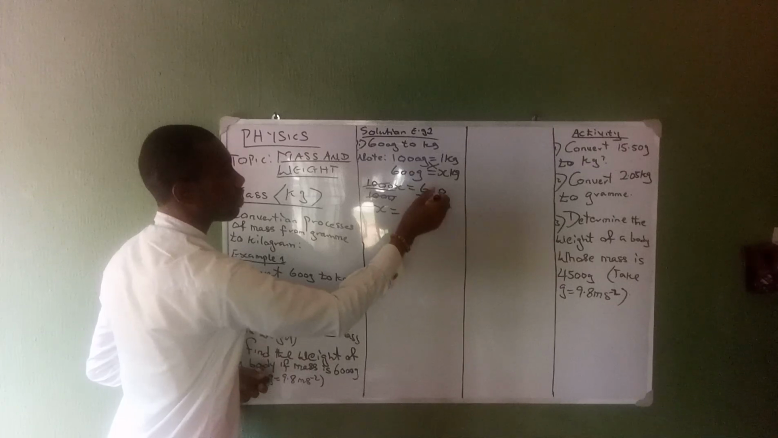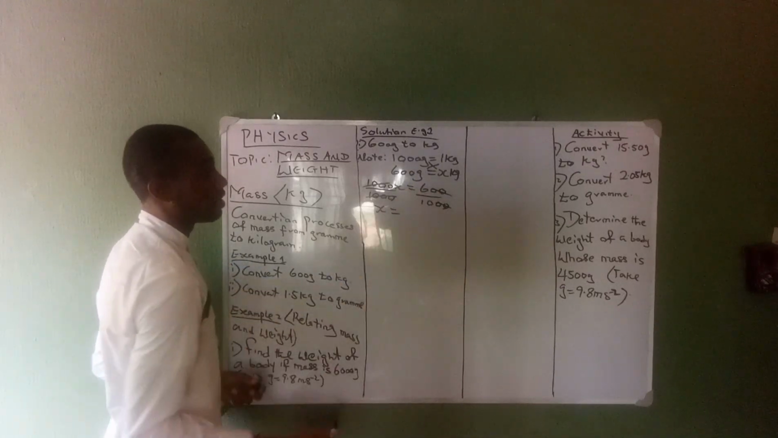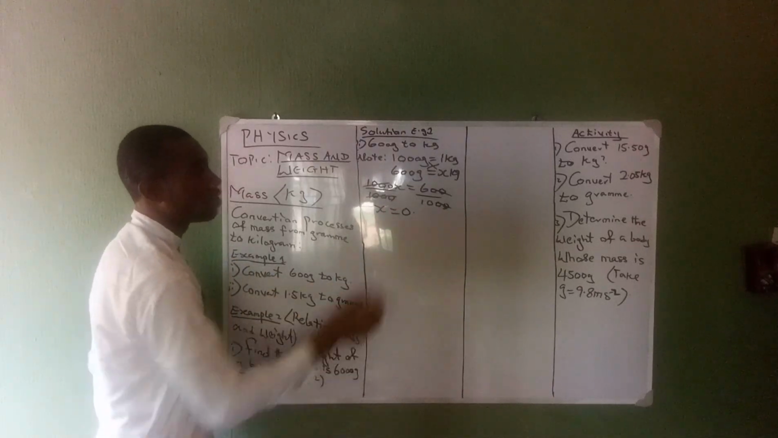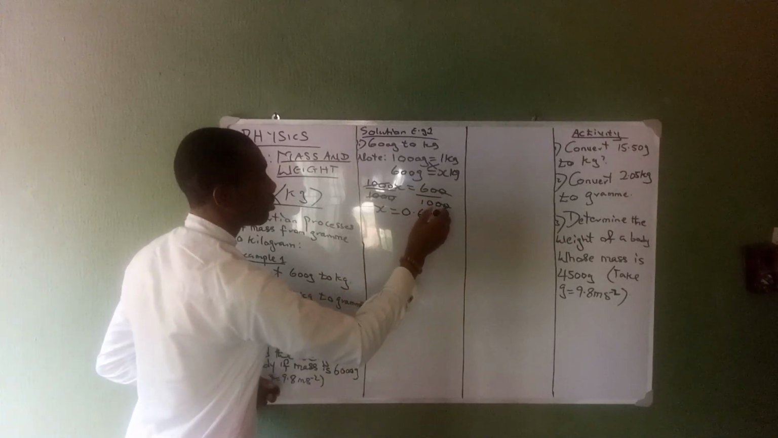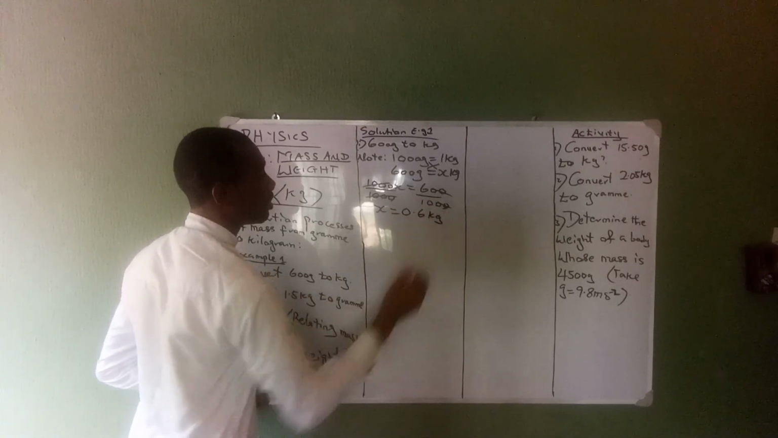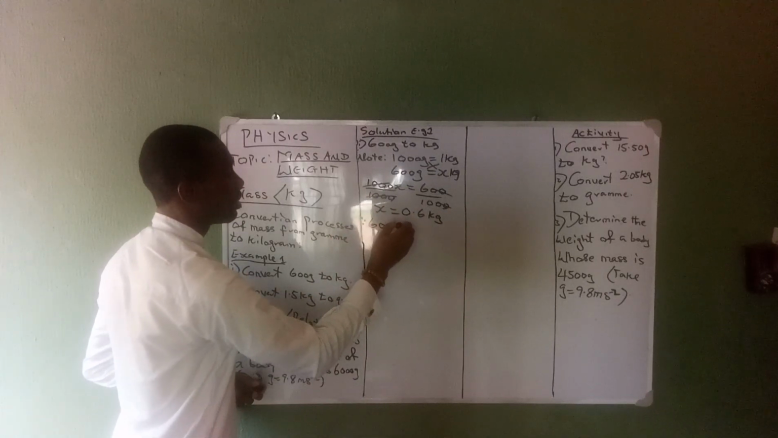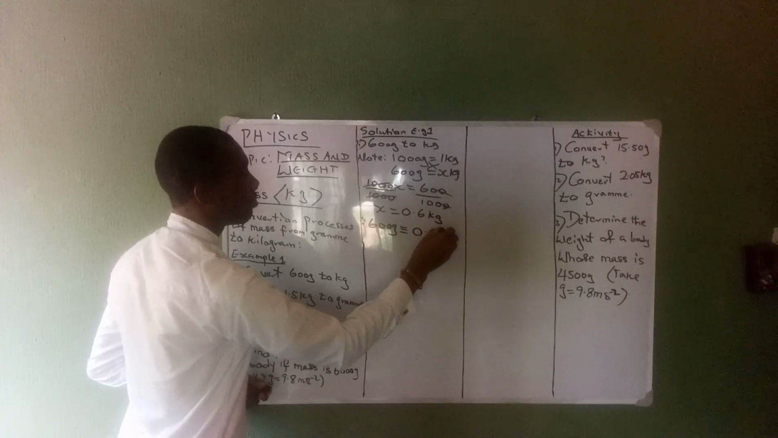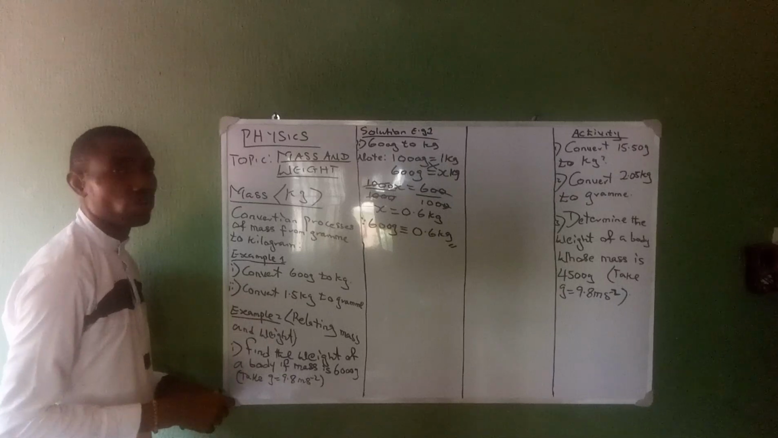Now we cancel the two zeros, remaining 6 over 10. Now 6 divided by 10 cannot, so we put 0 point, and add 0 at the front of the 6 to become 60. 60 divided by 10 gives us 6. So we have 0.6 kg. Therefore, 600 gram is equivalent to 0.6 kg. That is the conversion from 600 gram to kilogram.